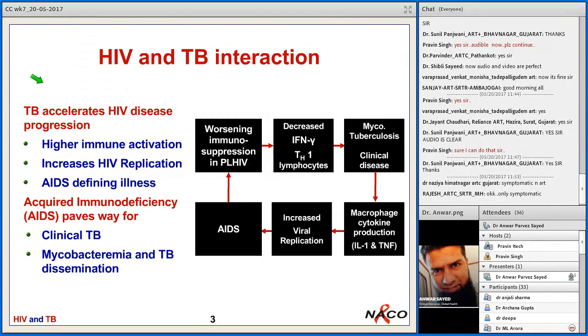So as far as HIV TB, as I said, there were multiple discussions and multiple presentations which happened for HIV TB. You might have recently seen them. So I'll just quickly go through these slide sets so that it can be a revision for all of us. We know that TB accelerates HIV disease, and also AIDS paves the way for clinical presentation of tuberculosis. So it is generally a cycle, the way these two interact.